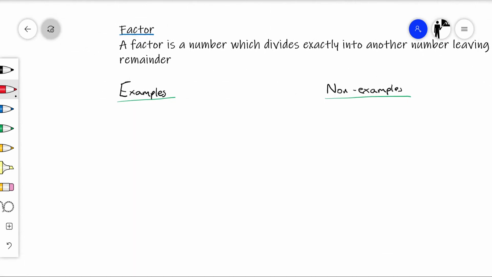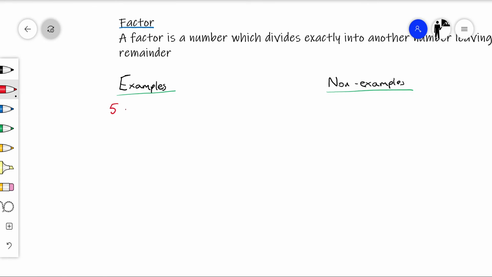I could say that 5 is a factor of 20. 5 is a factor of 20 because 20 can be divided by 5 exactly. 7 is a factor of 63 because 63 can be divided by 7 exactly.